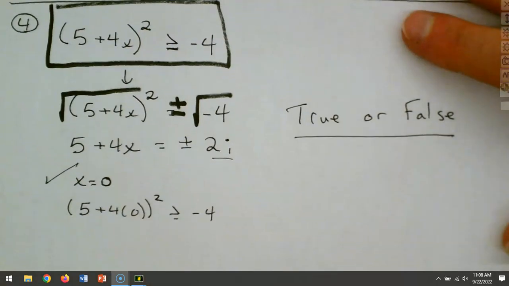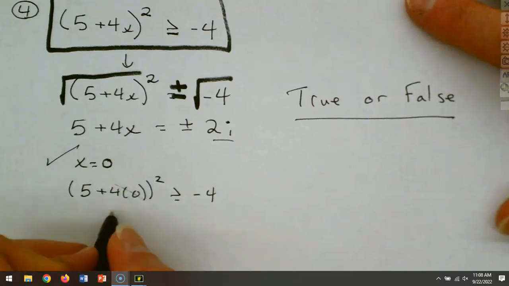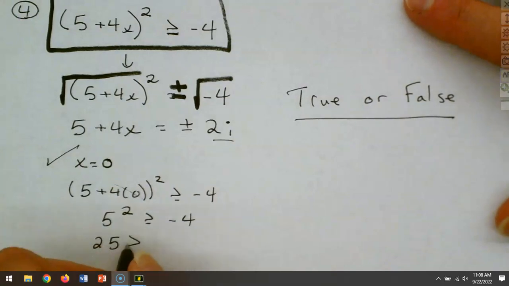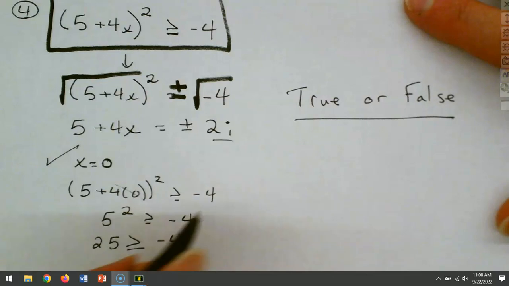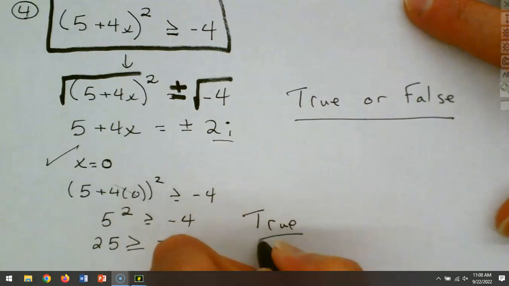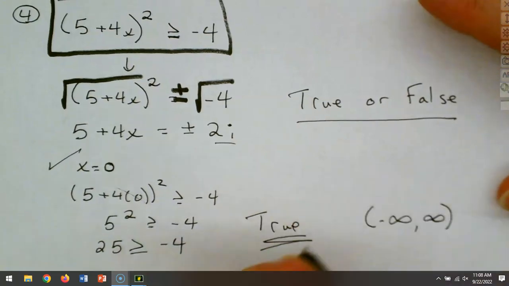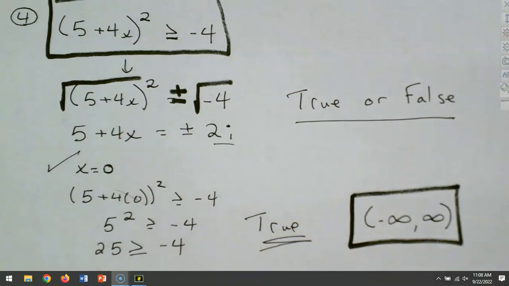If I plug in 0, what's going to happen here? Well, 4 times 0 is 0, right? And that gives you 5. And what do we know about 5 squared? That's 25. And is 25 larger than negative 4? Is that true or false now? That is going to be true. And if it is true, it's going to be true everywhere. So my answer for this one will be negative to positive infinity, right?